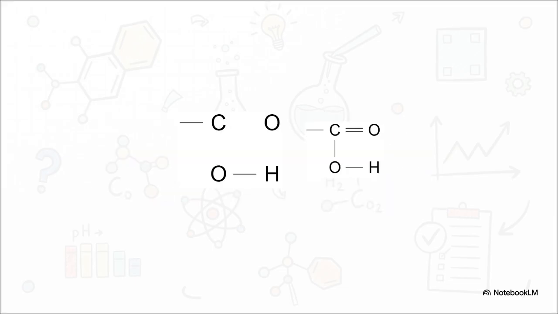Time to get a little artistic. The question gives us part of a structure and asks us to complete it. So what's missing? Just a double bond between the carbon and the oxygen up top, and a single bond over to the OH group. And just like that, you've drawn a perfect carboxylic acid functional group.